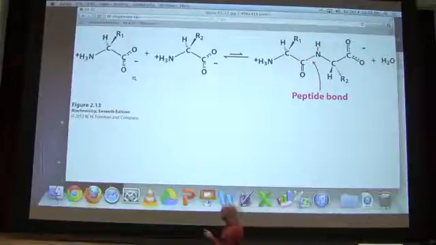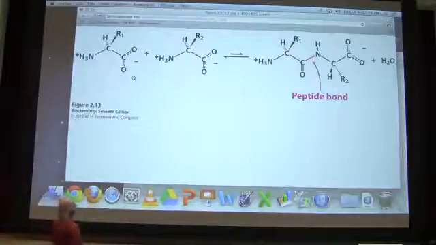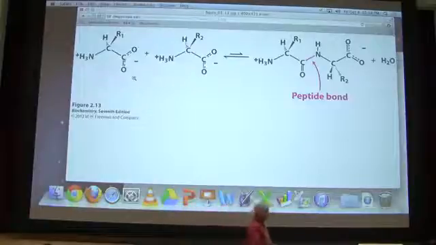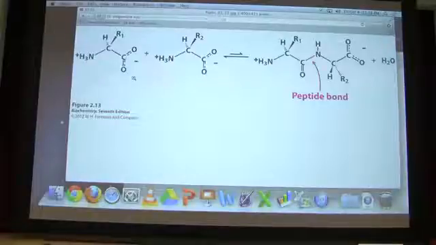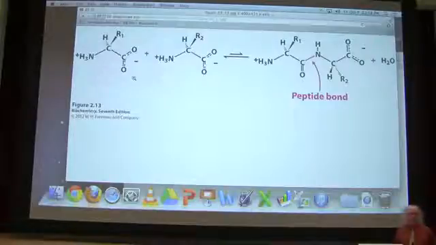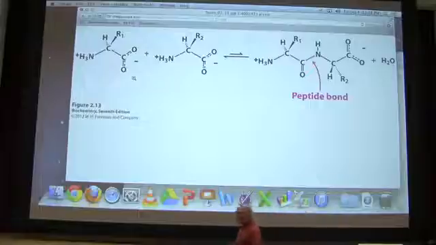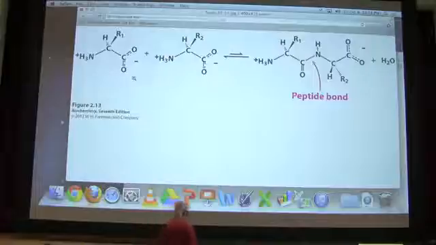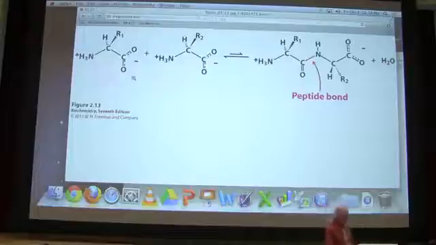Okay. The alpha carboxyl of one is joined to the alpha amino of another. That results in a splitting out of water and the formation of a peptide bond. The peptide bond is the bond that joins amino acids together in proteins. This reaction occurs inside of ribosomes. We'll talk about that next term. And this peptide bond, as we will see, has some very interesting properties that overall determine things about proteins.